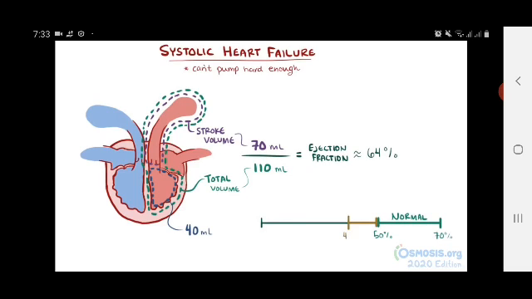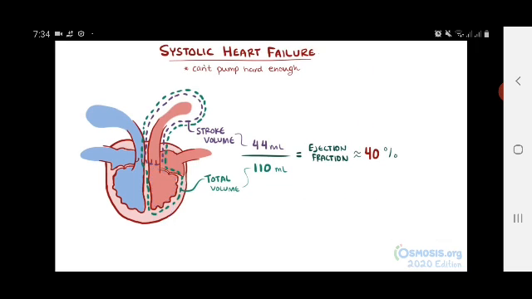Between 40 to 50% would be considered borderline, and anything 40% or less would indicate systolic heart failure, because the heart's only squeezing out a little bit of blood each beat. So in our example, if the total volume of the left ventricle was 110 milliliters, but only 44 milliliters was pumped out with each beat, then you have 44 milliliters divided by 110 milliliters, which is 40%. And we would say that person is in systolic heart failure.